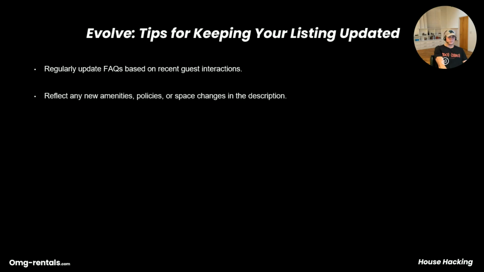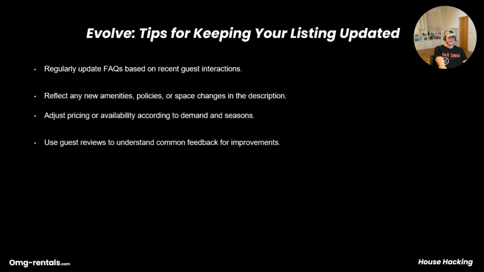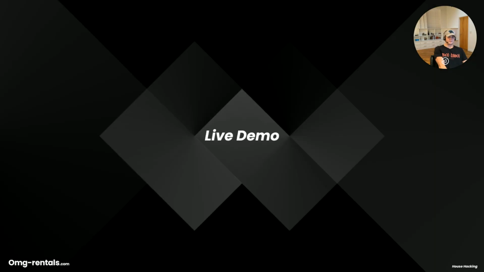Number two, reflect any new amenities, policies, or space changes in the description. Talked about that. Adjust your pricing or availability according to demand and seasons, right? So if you have Christmas season, if you have Thanksgiving coming up, just make sure you are adjusting your calendar to reflect your availability. The last thing you want to do is have cancellations. Cancellations will tank your listing visibility. So make sure your calendar is up to date, and make sure you're happy with your pricing strategy. Use your guest reviews to understand common feedback for improvements, and consistent updates improve search visibility and guest trust.